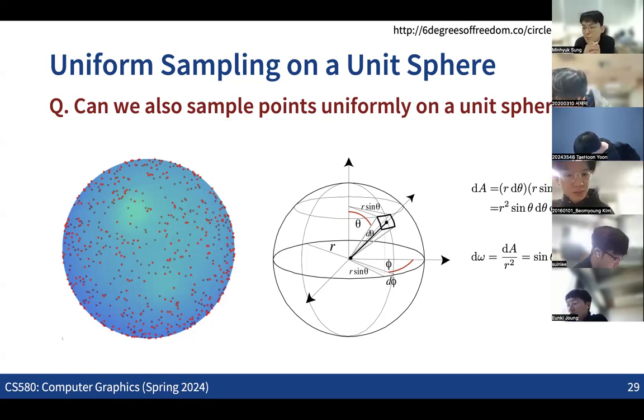Yeah, we can also just sample these 3D points and normalize them. But what would be the problem of that? If we simply sample 3D points and normalize them, the problem is that we do not get uniform samples, right?